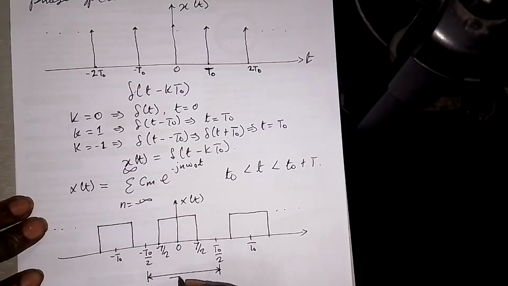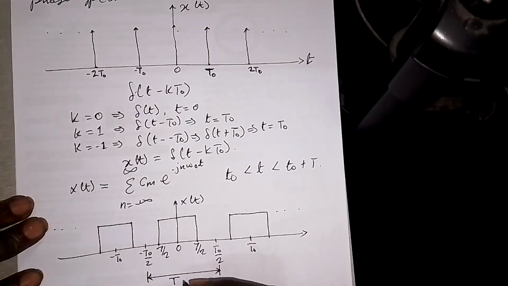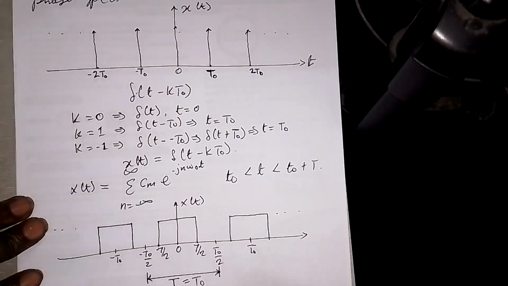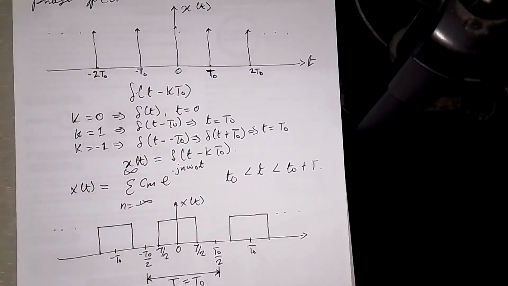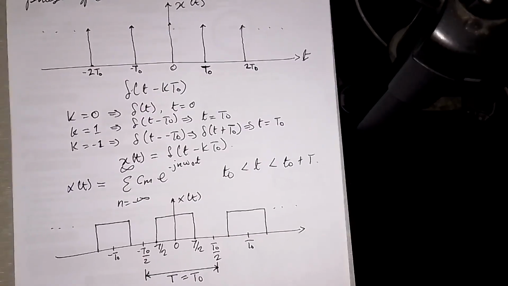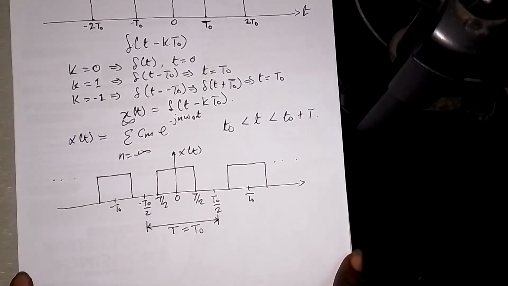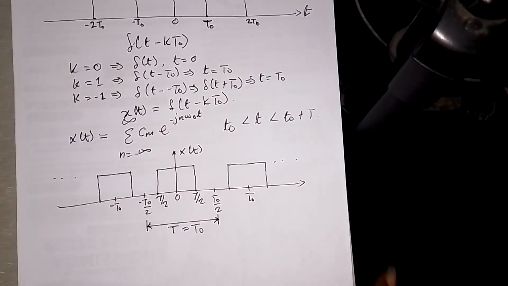So this is my period, which is T. What is going to be the value of T? The value of T will be minus T naught on 2 to 0, that is half T naught, and 0 to T naught over 2, that is another half T naught. So it is equal to T naught. Now let us also make certain assumptions.